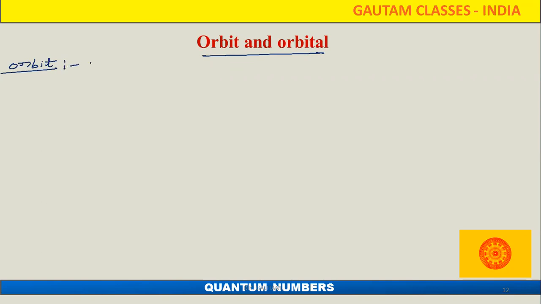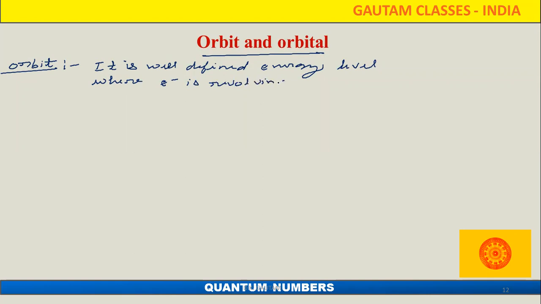What is an orbit? It is a well defined energy level where the electron is revolving around the nucleus.